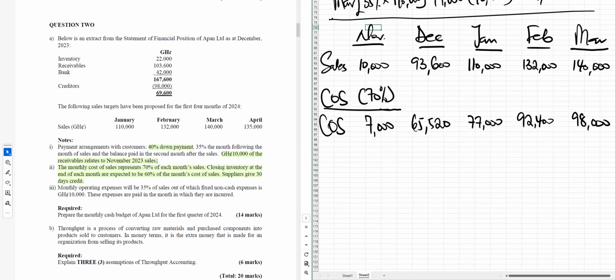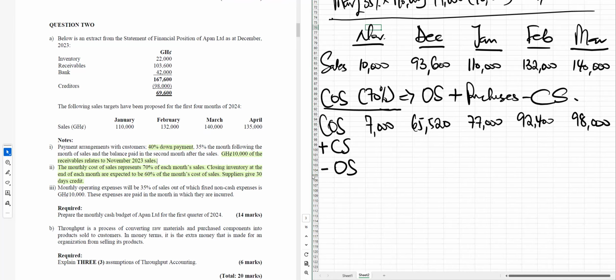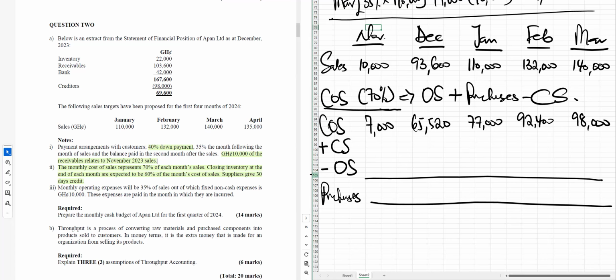So now that we have cost of sales, how do we get purchases? Because cost of sales is opening stock plus purchases minus closing stock. The budgeting approach will always take our cost of sales and add back our closing stock, and less opening stock, to come and get purchases. The purchases budget. You see the same idea here. It doesn't change. Once you know it, you know it.